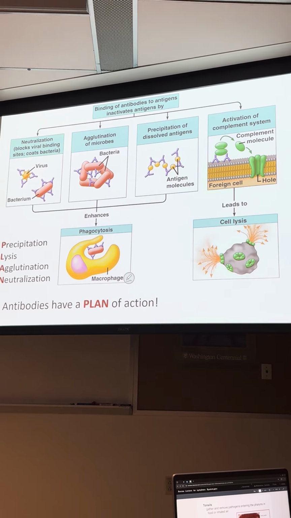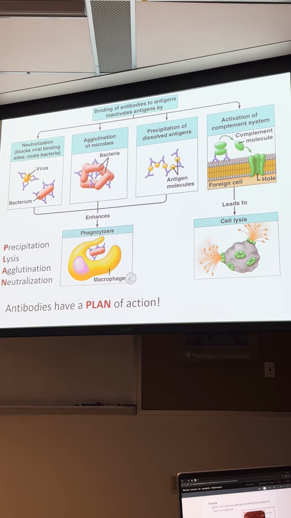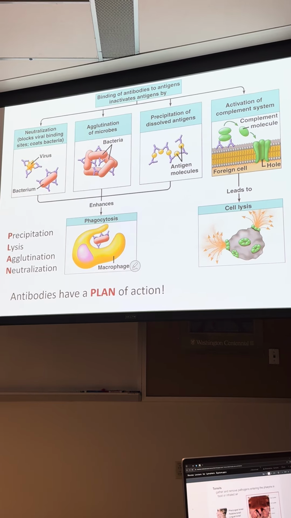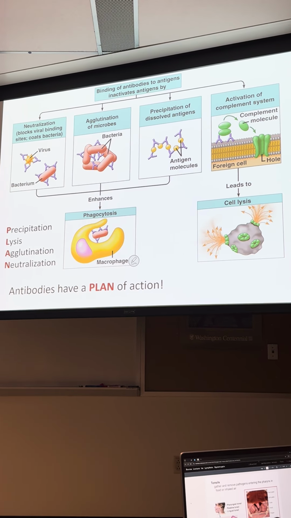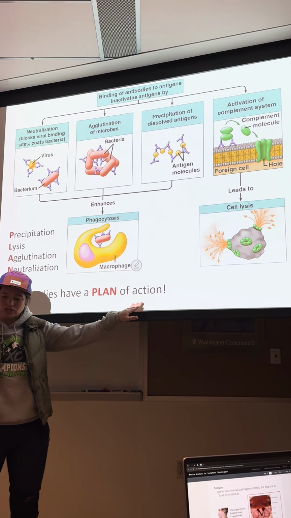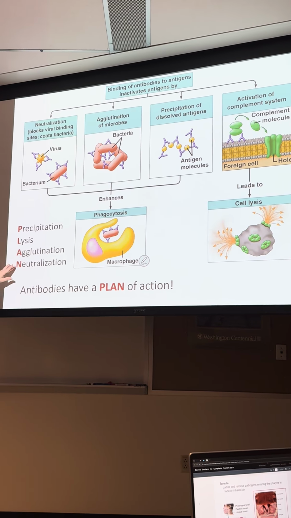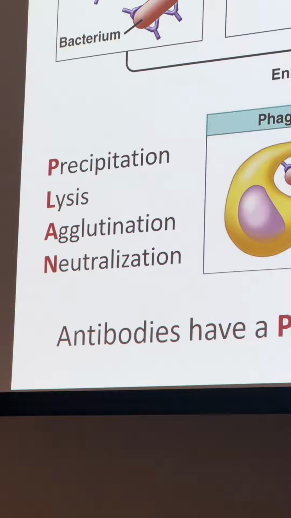Antibodies do 4 different things. On your final exam, on your final practical, this is the answer to your bonus question, FYI. This is the one I ask every time. I say, antibodies have a plan of action. What is it? All I need you to tell me is these 4 words. So there's your bonus 4 points for your practical.